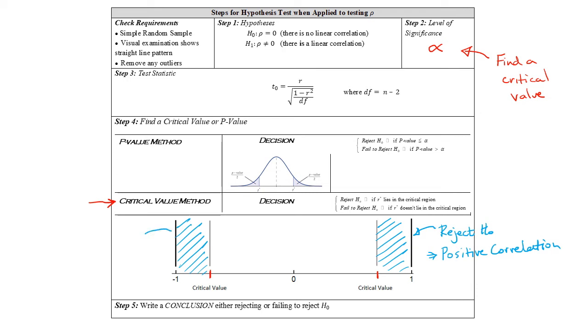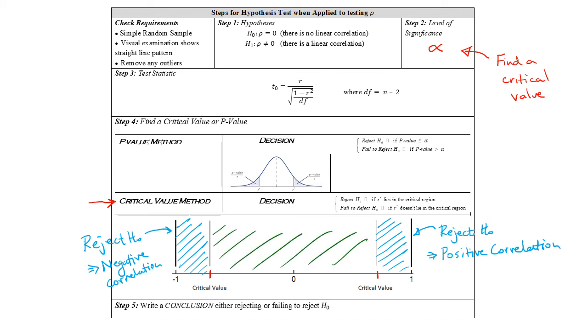Versus over here, if our test statistic falls in this negative region over here, beyond the critical value, then again we're going to reject the null hypothesis and say that there's a negative correlation. On the other hand, if we get a test statistic that falls in this region here, this will be no correlation. So here we're going to fail to reject, and we would conclude that there's no correlation.